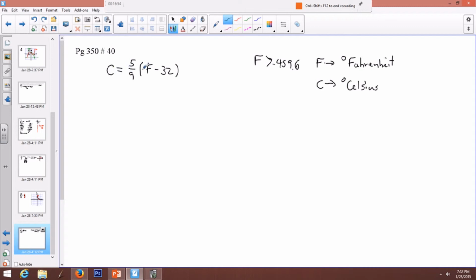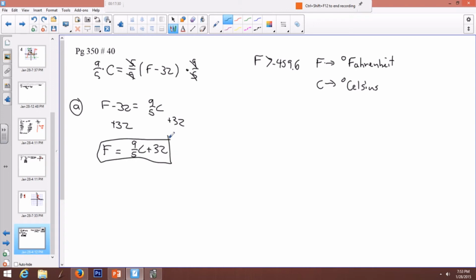So this one, yeah, I say we switch x and y, but we're trying to get F by itself, and that's essentially all we're doing here. So for part A, I'm going to multiply both sides by 9/5, and then those 5's cancel, the 9's cancel, and then I'm going to flip it. So I've got F minus 32 equals 9/5 C, and then add 32 to both sides, and I get F equals 9/5 C plus 32, and there's my part A.